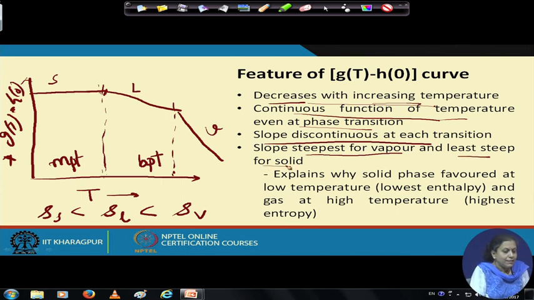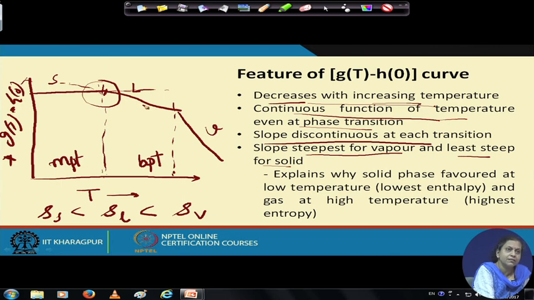Now, there is another interesting thing that we can observe if you observe the points near the phase transition very closely. Suppose at the phase transitions, we try to extend the two curves. Say we try to extend the solid curve beyond the melting point, and we try to extend the liquid curve below the melting point. Now, what do we find? We find that even if the liquid were to exist below the melting point, its Gibbs free energy would have been higher as compared to the solid phase. And even if the solid would have existed beyond the melting point, its Gibbs free energy would have been higher as compared to the liquid phase.